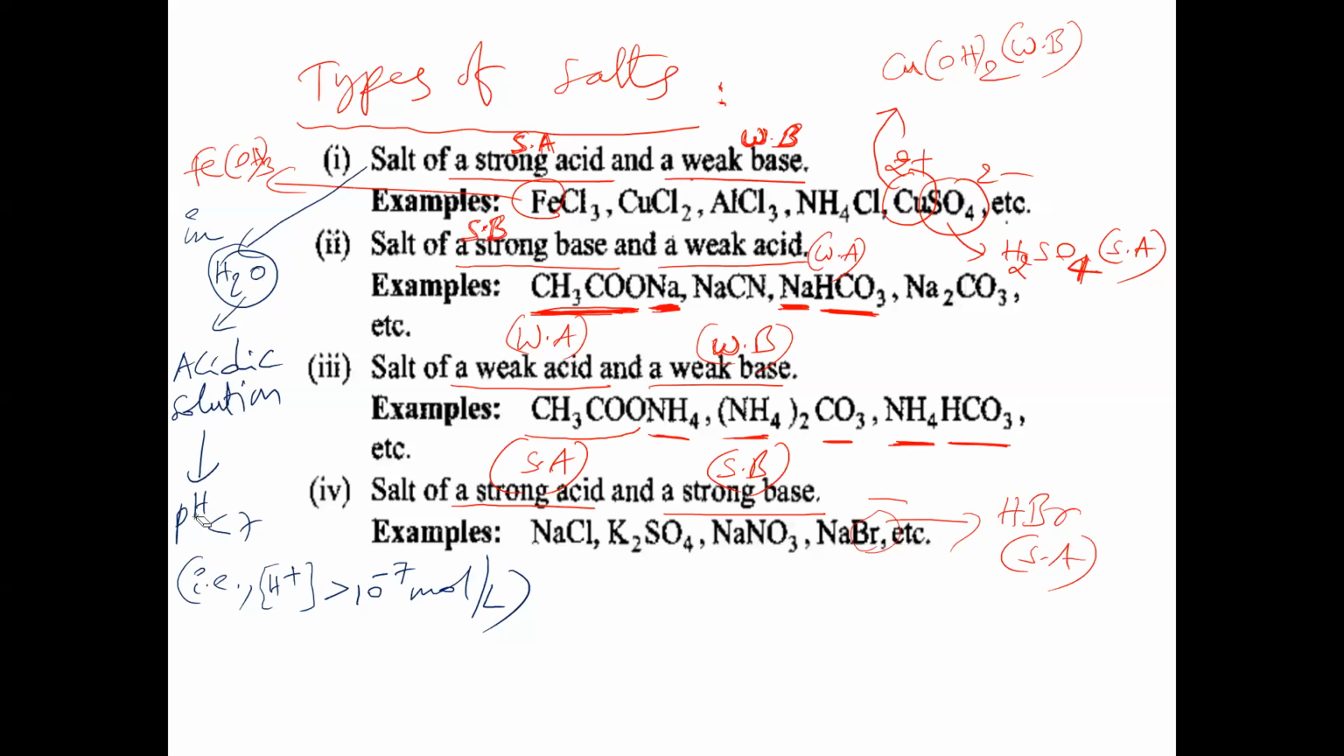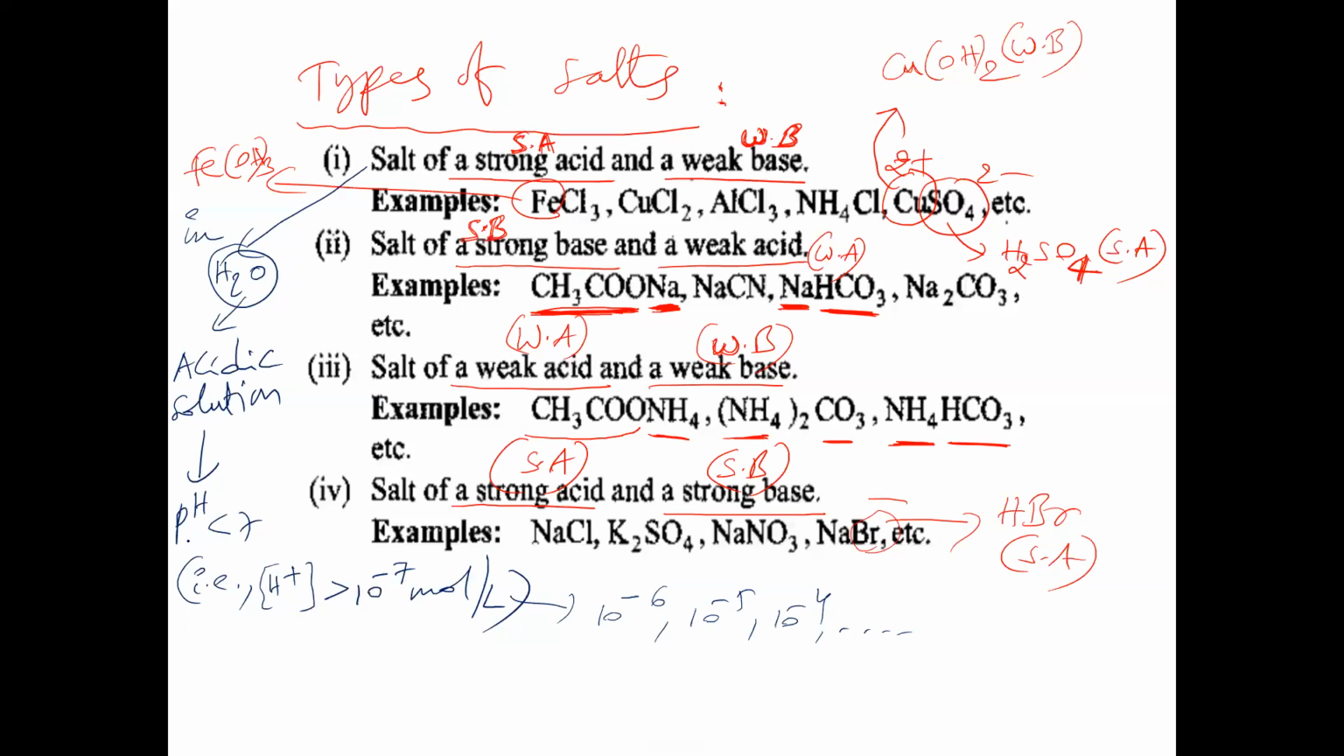This acidic solution will have a pH value less than 7, na? When pH is less than 7, the H plus ion concentration will be greater than 10 power minus 7. Greater than 10 power minus 7 means it may be 10 power minus 6 or 10 power minus 5 or 10 power minus 4 and so on. 10 power minus 6 is greater than 10 power minus 7, and 10 power minus 5 is greater than 10 power minus 7. So the H plus ion concentration must be greater than 10 power minus 7.